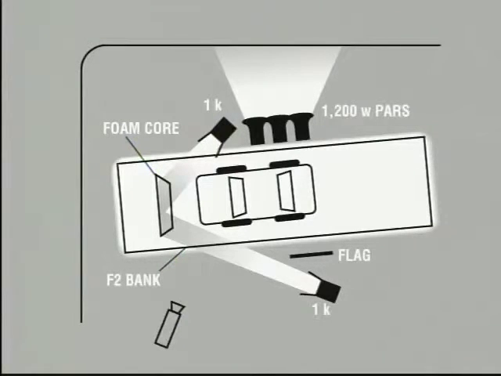To light the front bumper and grille of the car, 2 1,000-watt Fresnels were directed into a 4 by 8-foot piece of foam core board, which was placed in front of the car.